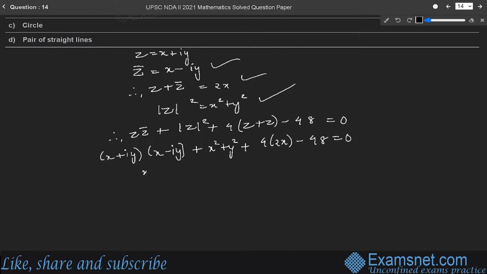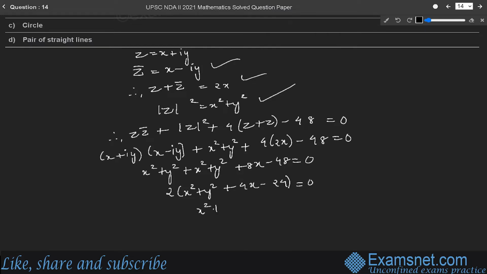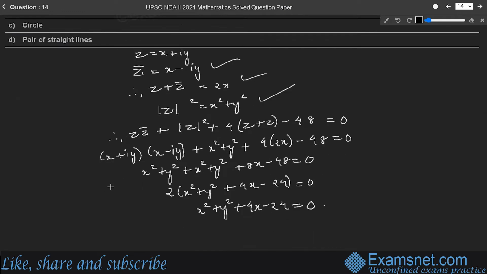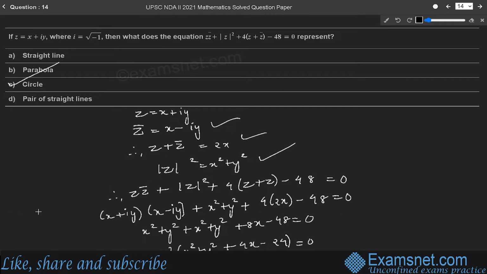So on further solving, it will be x square plus y square plus x square plus y square plus 8x minus 48 is equal to 0. So it will be 2x square plus 2y square plus 8x minus 48 is equal to 0. So the equation will be x square plus y square plus 4x minus 24 is equal to 0. So this is the required equation for the given question. And we know that this equation represents a circle. Therefore, option number C is correct, which is circle. Means the given equation represents a circle.